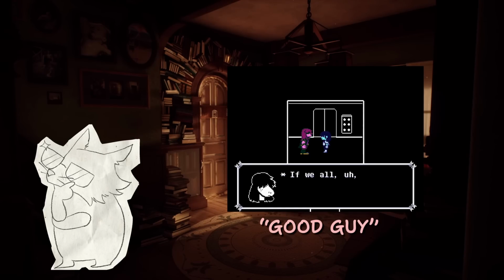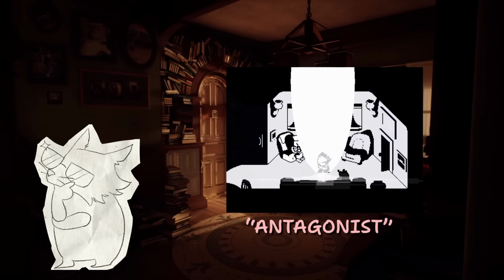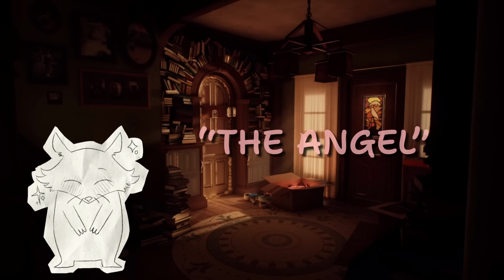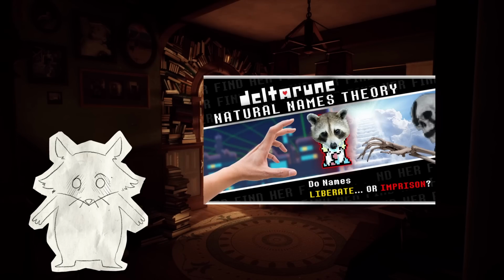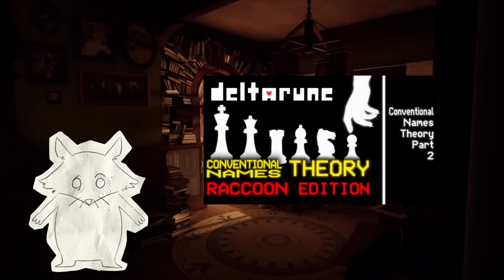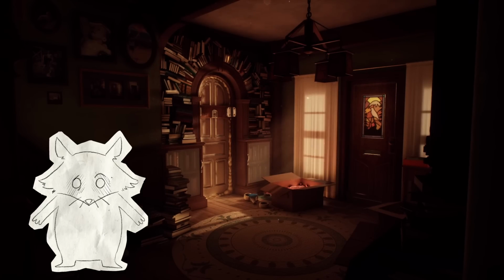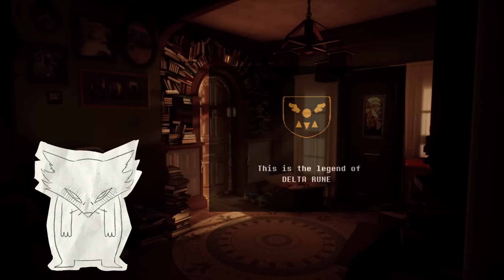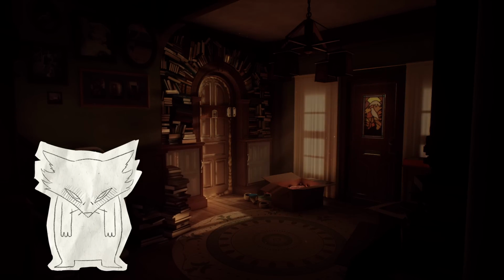Just like Susie becomes the good guy and the bad guy on a whim, just like Kris becomes an antagonist when it suits them, maybe the angel is not something you are, but something you become. You do certain things, you behave in a certain way, and you are named accordingly. This isn't natural names theory, but it isn't quite conventional names theory either. There is truth in the names of Kris and Noelle and Asriel, but when that truth becomes natural, becomes prophecy, it also becomes a prison. And people, generally, try not to be imprisoned. Right?